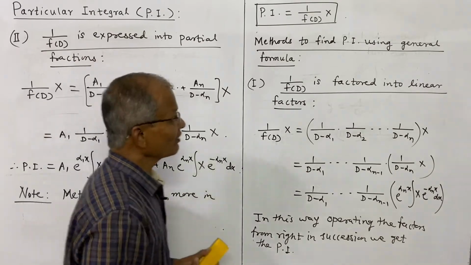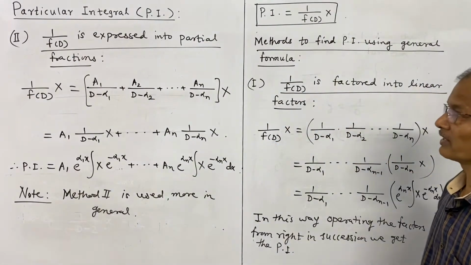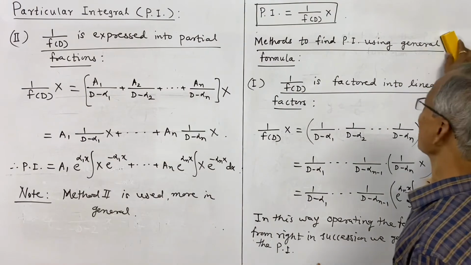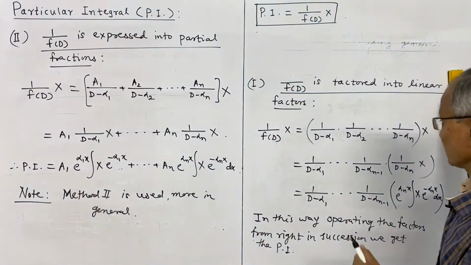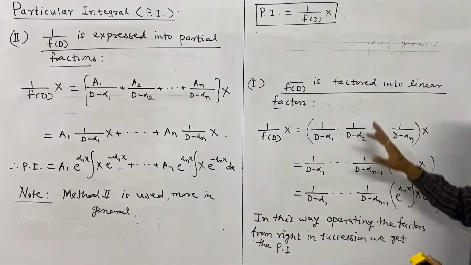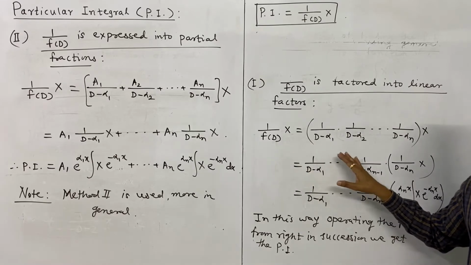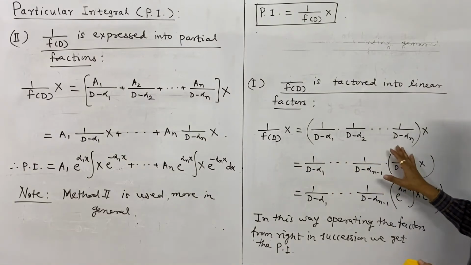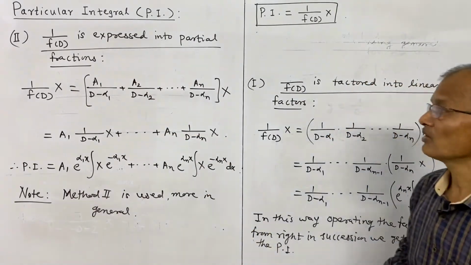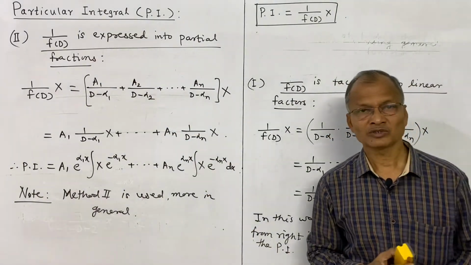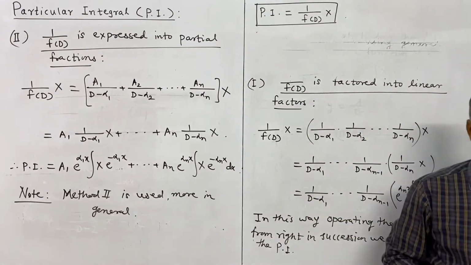So thus we have seen the general formula to obtain PI in the form 1 upon D minus alpha operated on x, and there are two methods. First, 1 upon f of D is expressed into linear factors, and the second method is 1 upon f of D is expressed into partial fractions. Now we shall see a problem on it to understand this method.